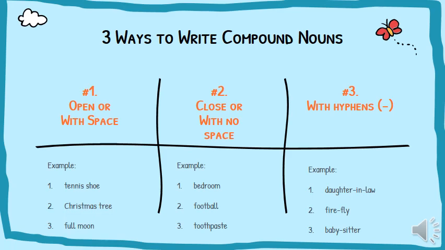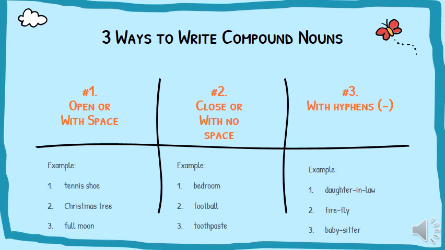The second way to write compound nouns is closed, or with no space. The examples given here are number 1, bedroom, number 2, football, and number 3, toothpaste. Here, the words are close together. Unlike the first one, the first word, for example bed, is written with no space before the second word, which is room.